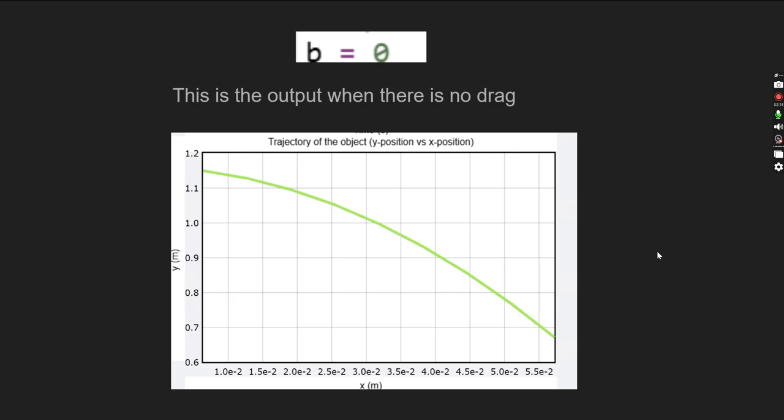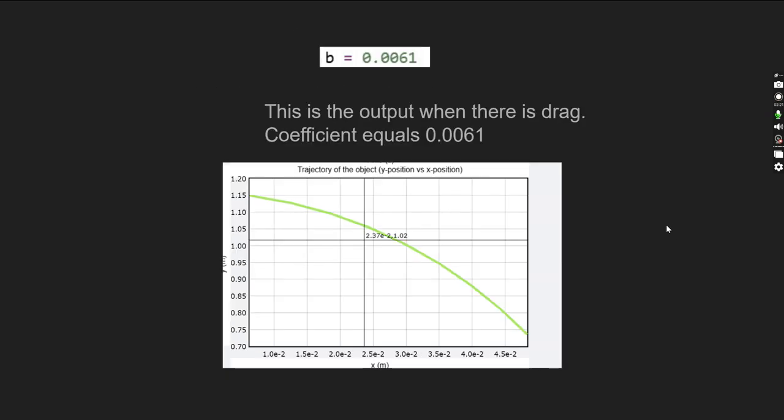This is what was output when there was no drag, which the coefficient was 0. This is what was output when there was drag, and the coefficient equaled 0.0061, which was calculated from Tracker.